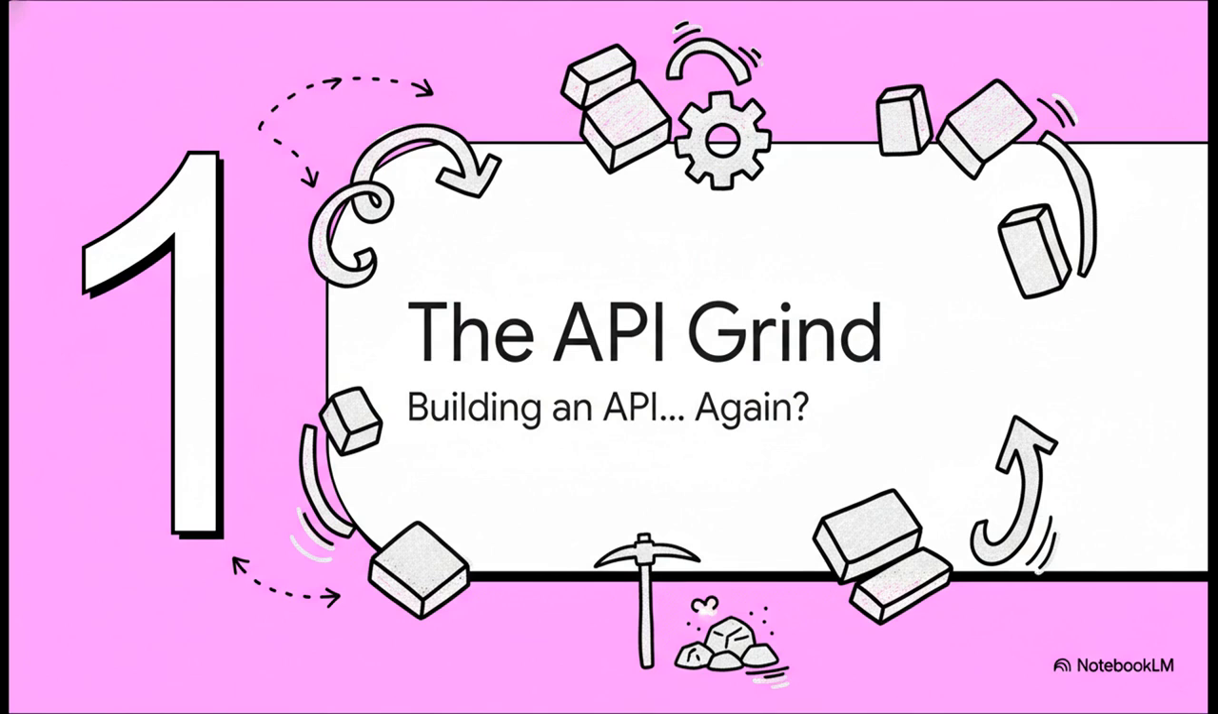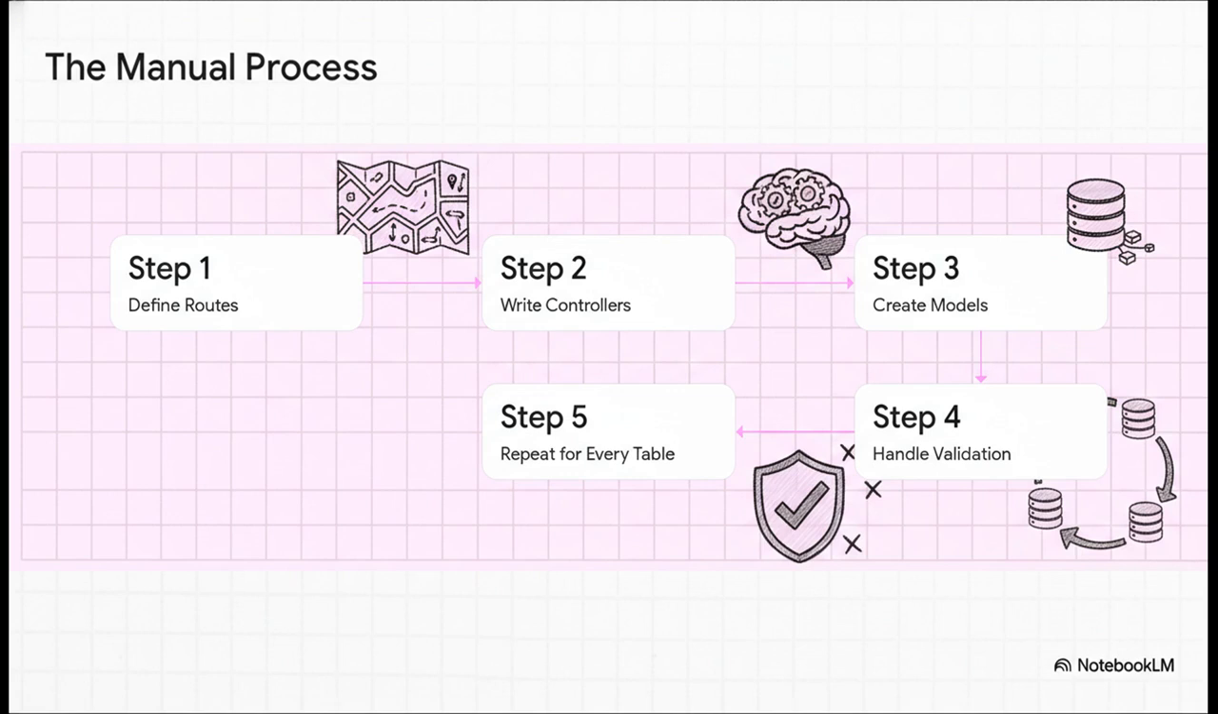It's that sinking feeling of déjà vu when you spin up a new project and it hits you. You have to build that same basic API all over again. I mean, think about the whole dance. First, you got to define all your routes. Then you're writing the controller logic for every single endpoint. After that, you're building out models to talk to the database. Oh, and you have to handle all the input validation, right? And the kicker, you do this entire process for every table you have. It's work that has to be done for sure, but it is not the fun, creative part of the job.